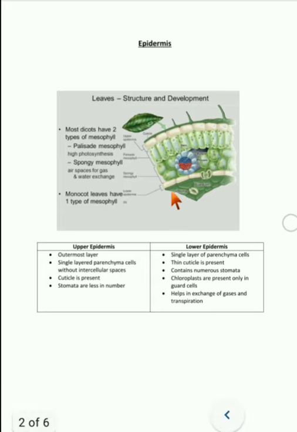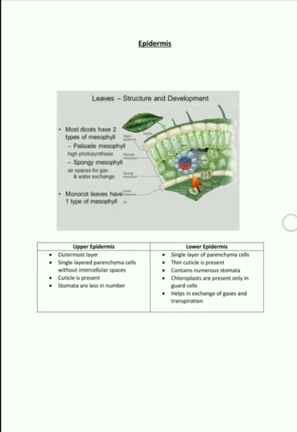As far as upper epidermis is concerned, the one which is found in the dorsal surface is the outermost layer. It is made up of a single layer of parenchyma cells. Above that there is a coating which is made up of cuticle. Already we have seen cuticle is a waxy coating, so that gives the shining appearance. Stomata is very less in number in the dorsal surface, that is the upper epidermis. Next we will see about the lower epidermis, which is present in the ventral side of the leaf.